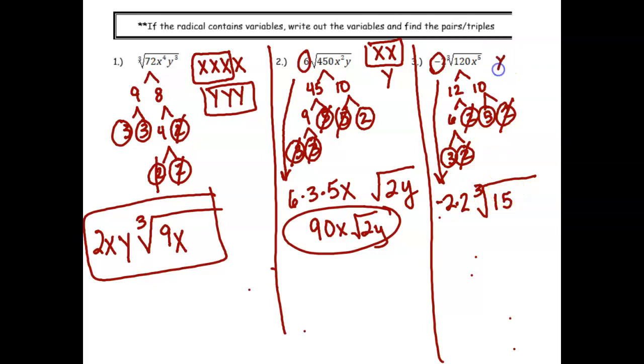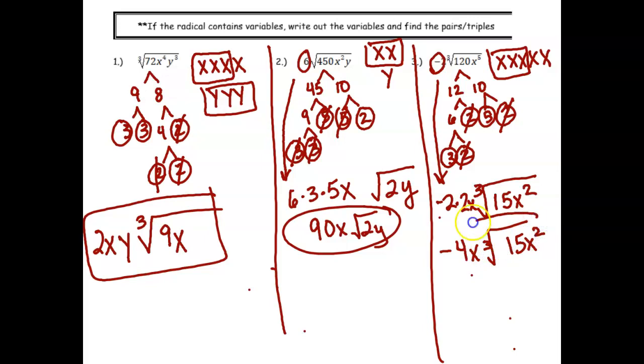Okay, and then for our x's, if we have 5, we've got groups of 3. We're going to have one group of 3, and then 2 left over, so x squared is going to go on the inside. So our final answer would be negative 4x, and then that's going to be the cube root of 15x squared. Okay? All right, so let's look at some more.